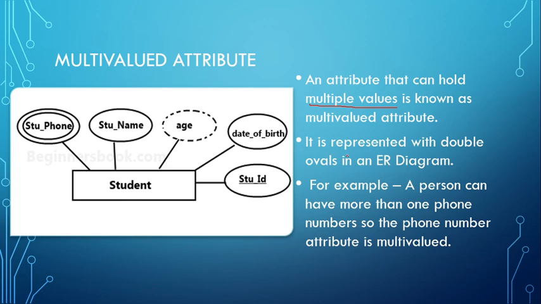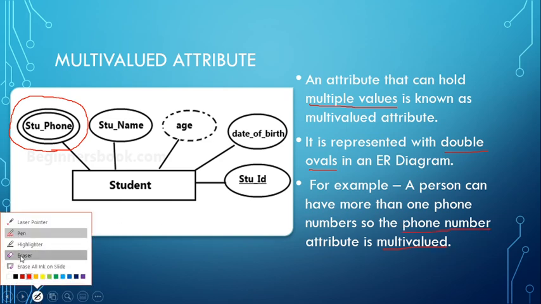And we represent multi-valued attributes with double ovals in the ER diagram. Look at this example here. Here we can see double ovals, representing the multi-valued attribute. For example, a person can have more than one phone number. So the phone number attribute is a multi-valued attribute.